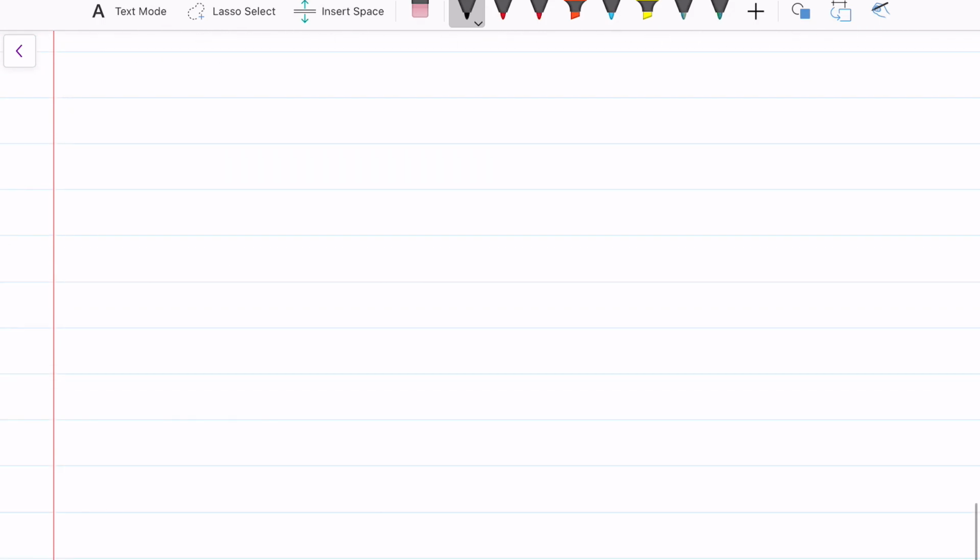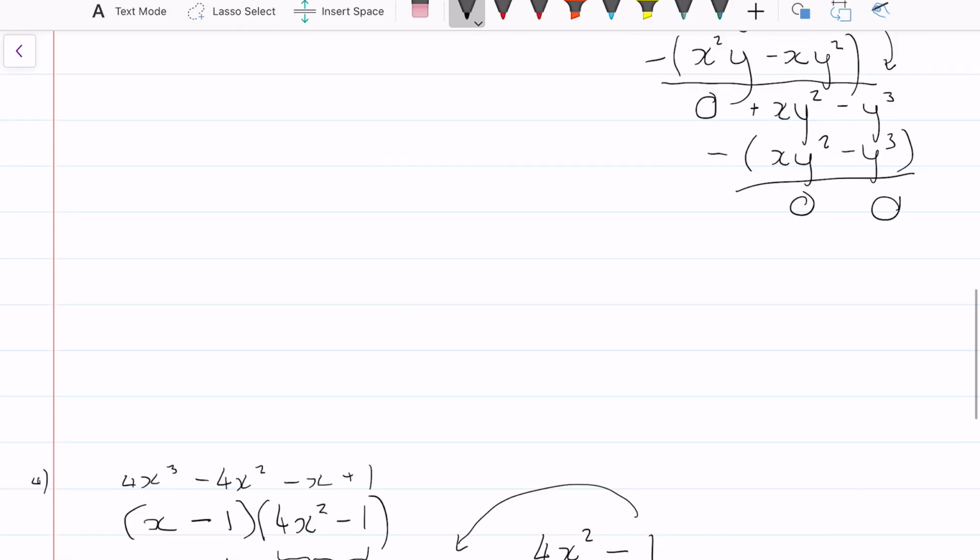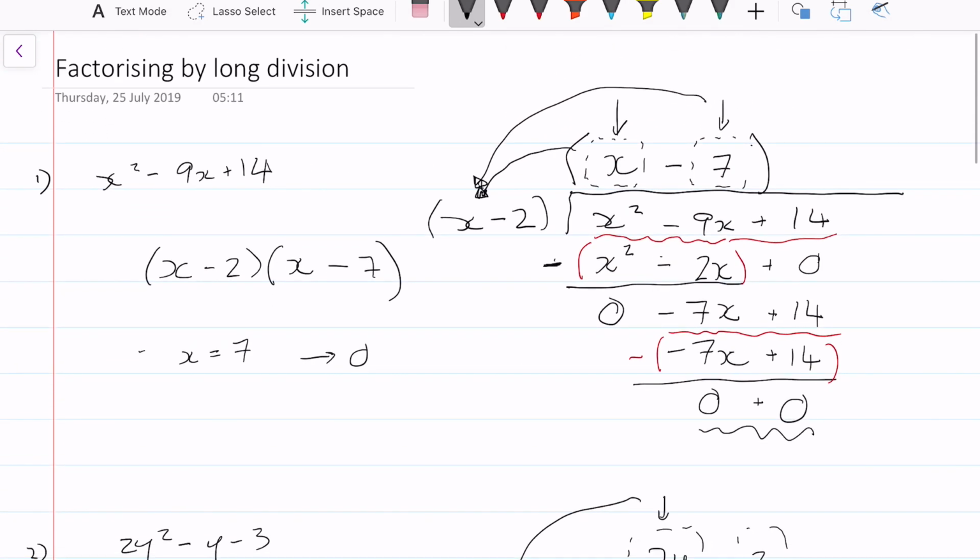Okay, so that's all the examples I have for you guys. Hopefully this was useful, and in the next video we'll go through factorizing by inspection, which is a much simpler way to get to the same answer.